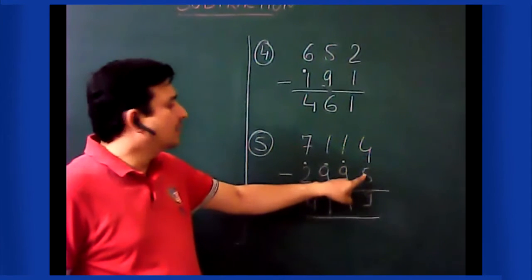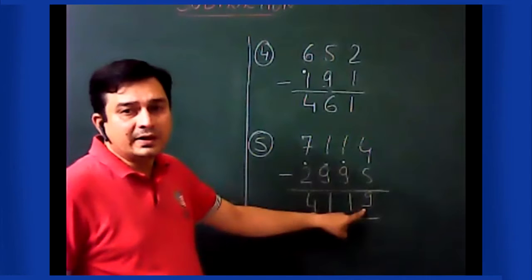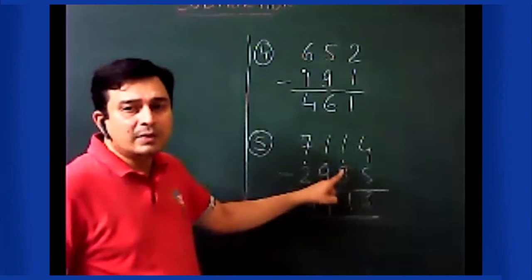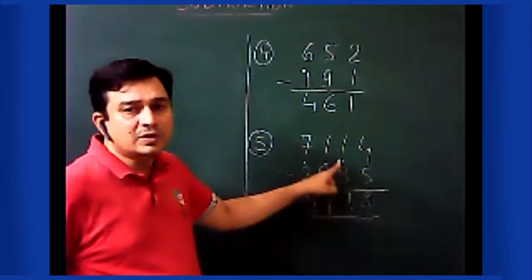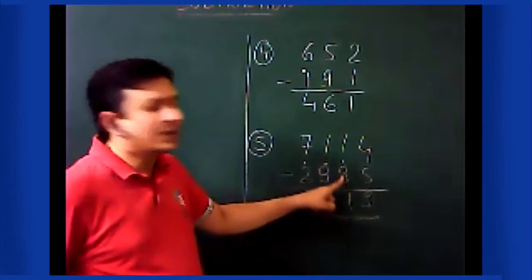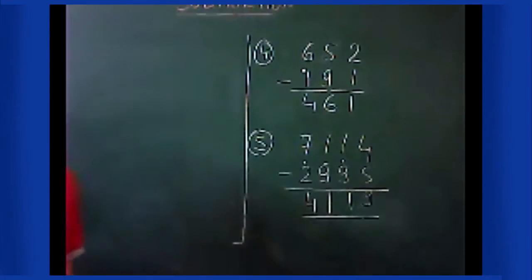This is 5. The best friend of 5 is 5. And 5 plus 4 is 9. So I have written 9 over here. I took the best friend here, so I put a dot over here. This 9 plus 1 becomes 10. And the best friend of 10 is 0. So when I add 0 and 1, I will get 1.